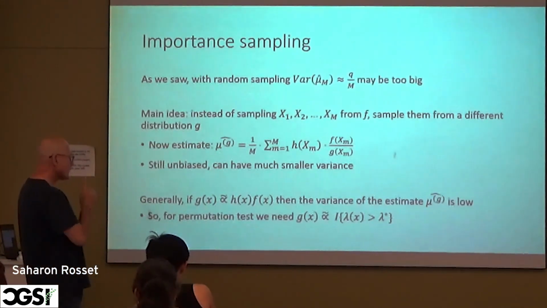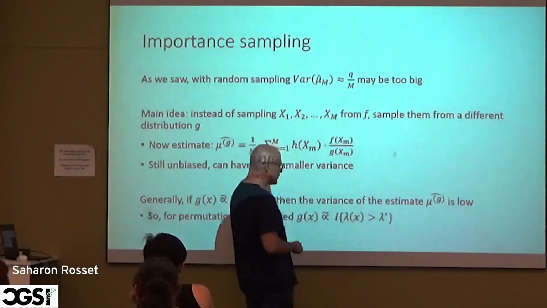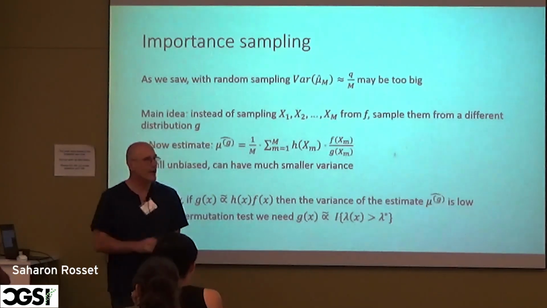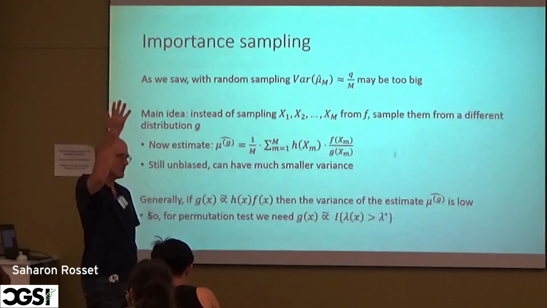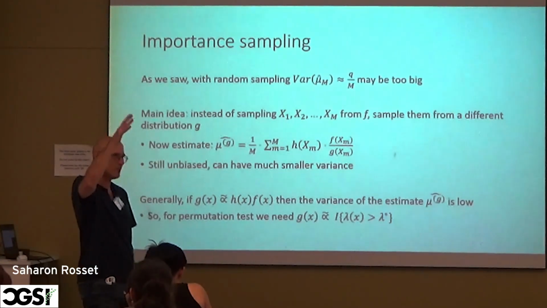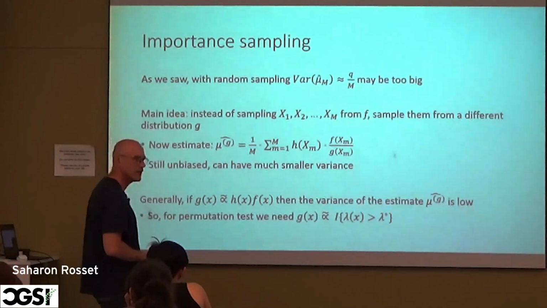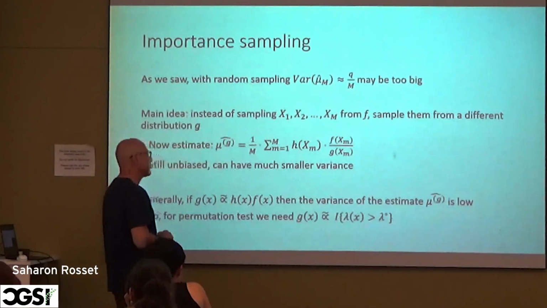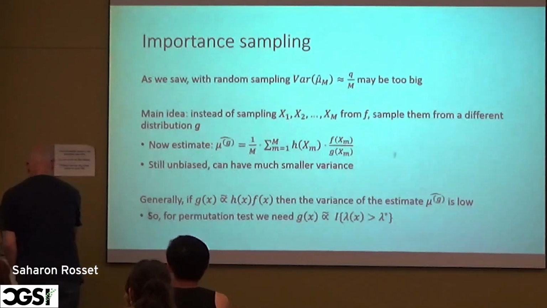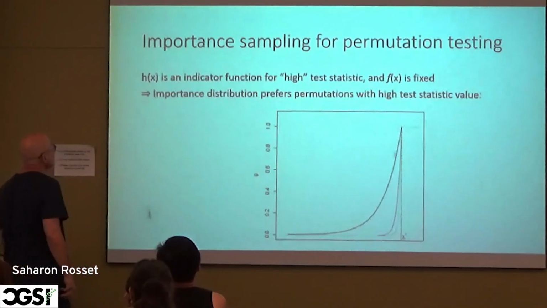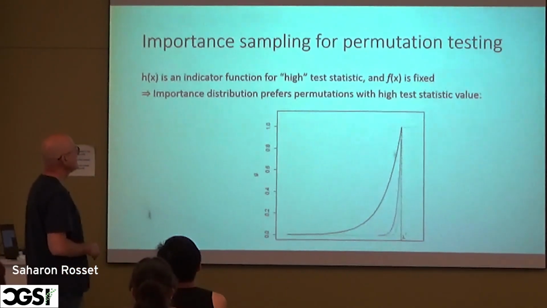Okay? So for permutation testing, what it means is that G has to look as similar as possible to that indicator function, right? Because F is actually constant. It's a very simple instance of this mean estimation problem. F is constant and H is just this indicator function. So basically, we want an importance sampling function that looks like the indicator function. So basically, that's what we sort of aspire for.